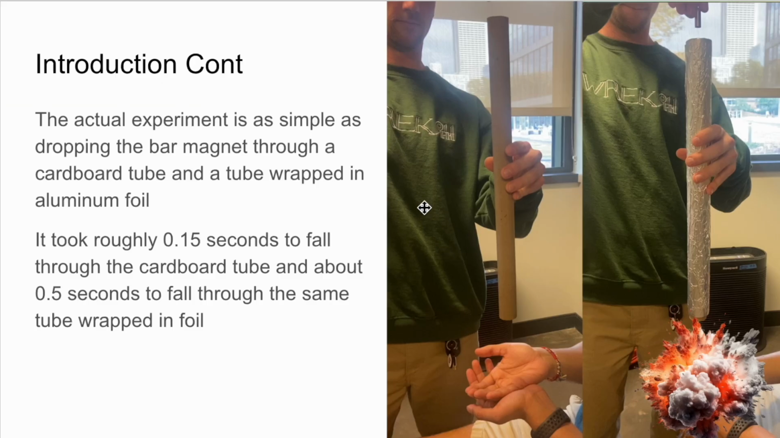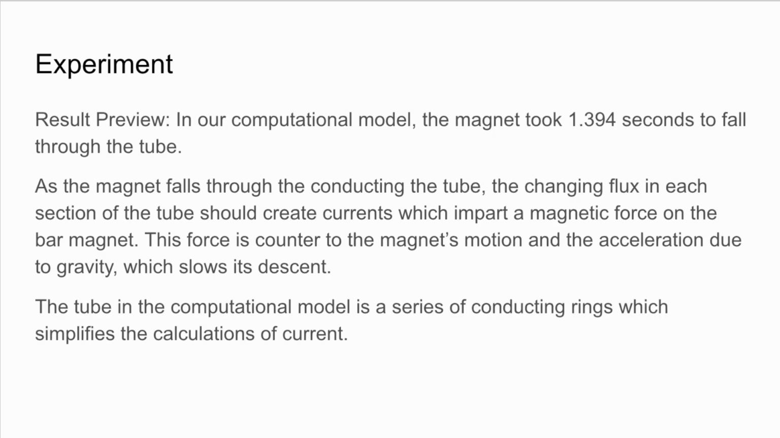So, the actual experiment is as simple as dropping the bar magnet through a cardboard tube and a tube wrapped in aluminum foil. It took roughly 0.15 seconds to fall through the cardboard tube and about 0.5 seconds to fall through the same tube wrapped in foil.